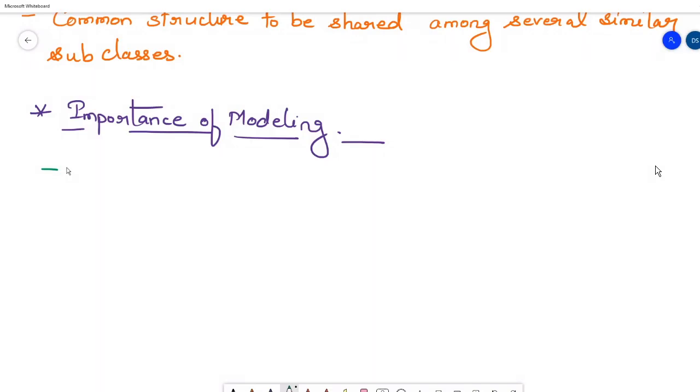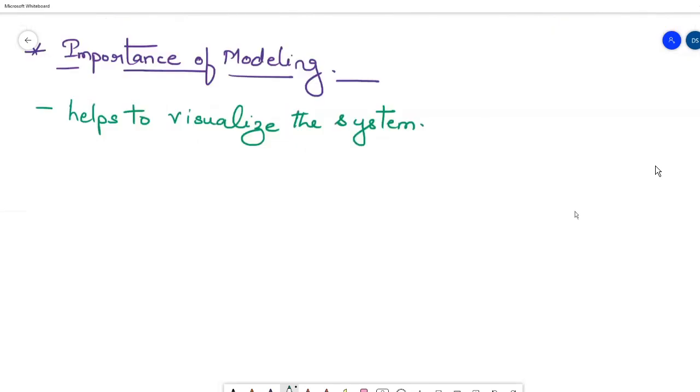Okay, so modeling would always help to visualize the system. As in the last class, we took an example of library management, and we discussed the die scheme also. So if we are trying to build that particular software, modeling would help us to visualize.